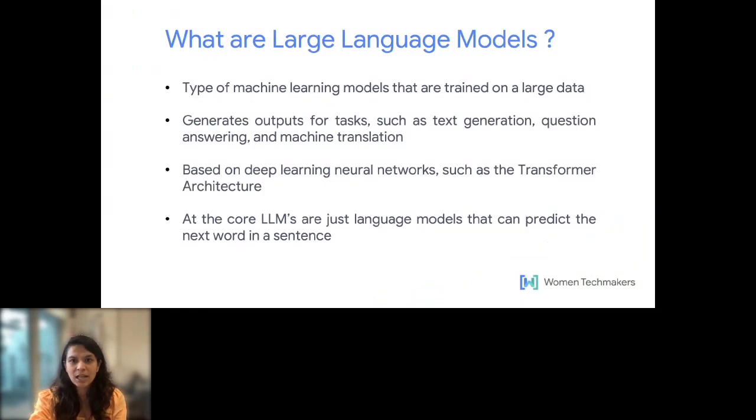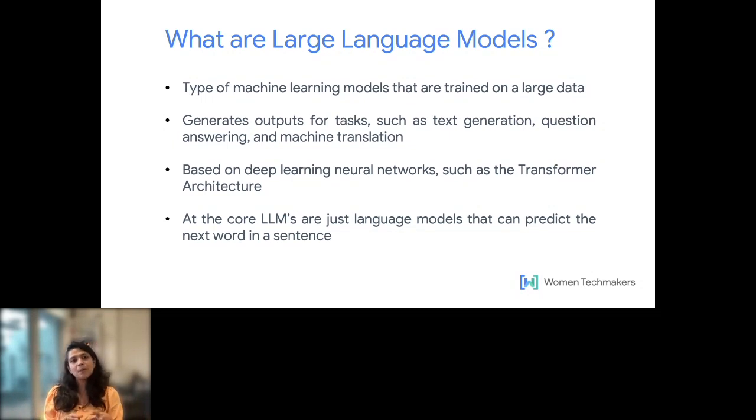So what are large language models? Large language models are a type of machine learning model that are trained on a large amount of data. When I say large, we are talking around petabytes of data here. LLMs are used for natural language processing tasks such as text generation, question answering, language translation, and things like that. I hope everyone here would have used either ChatGPT or Bard. It has become a part of our day-to-day lives now. So you know how cool that is.